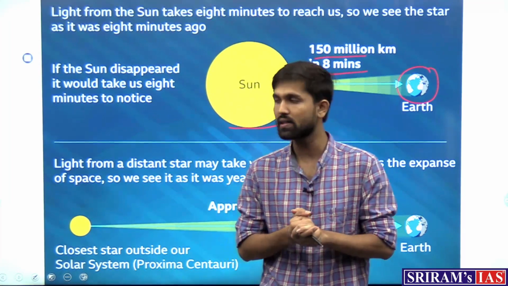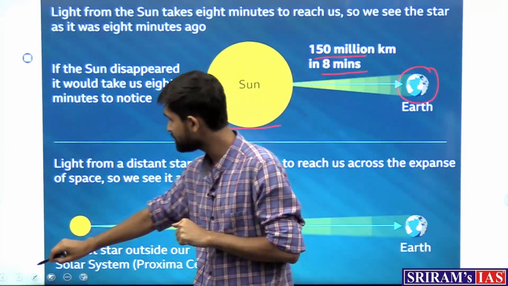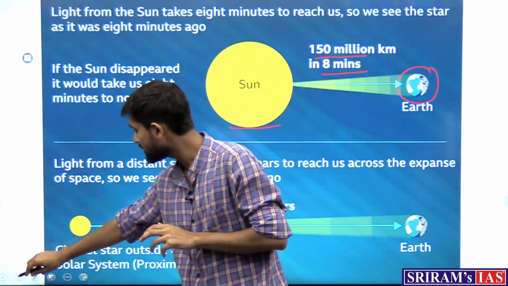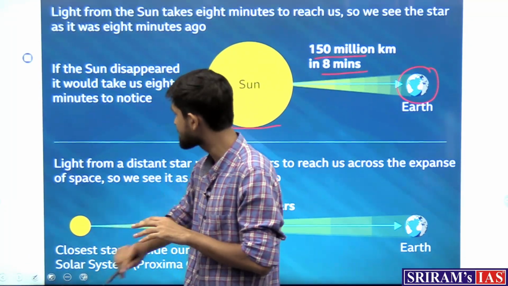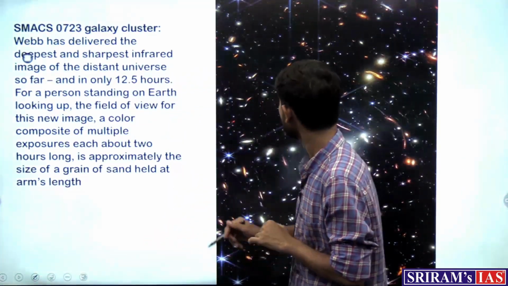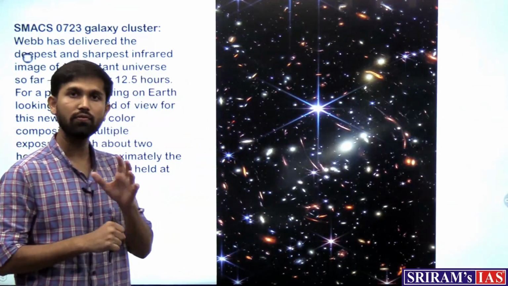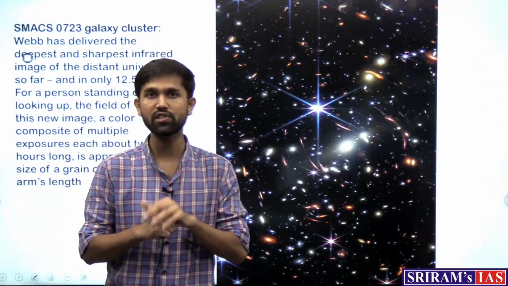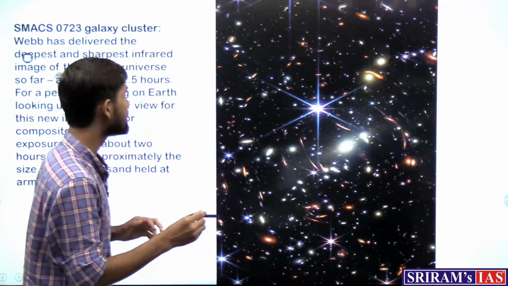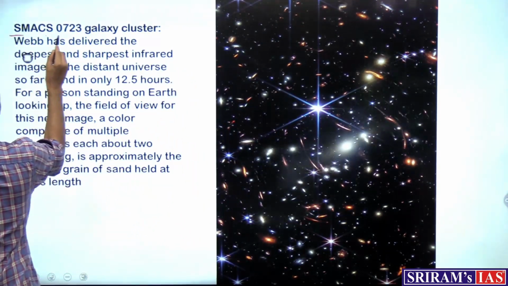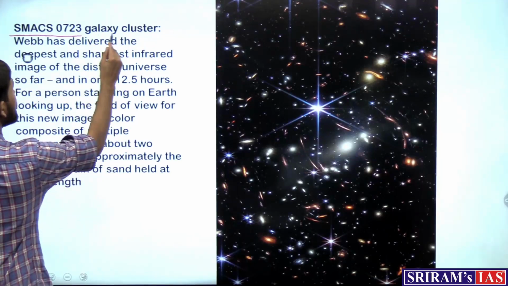So let's take a look at these images, if this concept of absorbing the light coming from far distance is clear. The first image is that of a galaxy cluster. This is the first image that NASA put out, which the James Webb Telescope captured. This is known as the SMACS 0723 galaxy cluster.